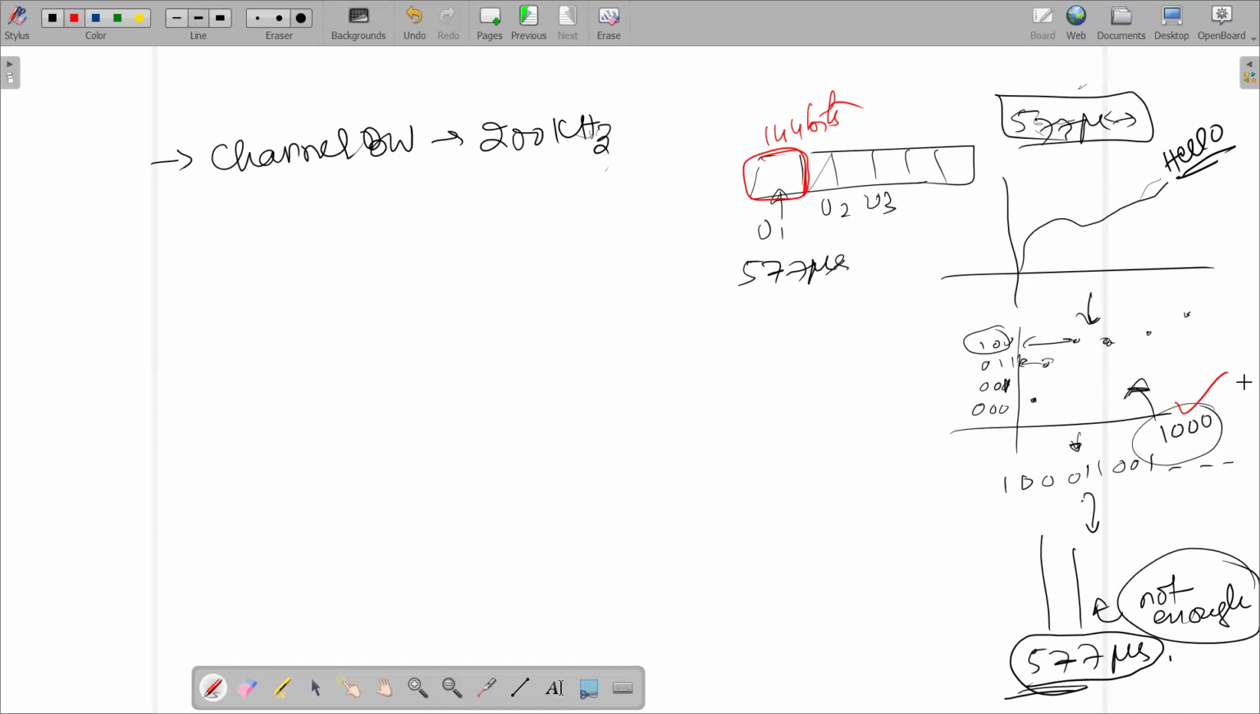So a group of slots is required. If I say this is one frame, next frame, next frame, for 1000 bits at least 7 to 8 frames are required. So that's why 200 kilohertz is taken. I'll show you how this conversion happens. I hope you are able to follow me, right?